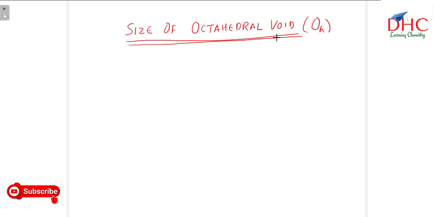Today we will talk about the size of octahedral void, that is OH void. I told you in the previous video what an octahedral void is. It's basically formed by 6 spheres.